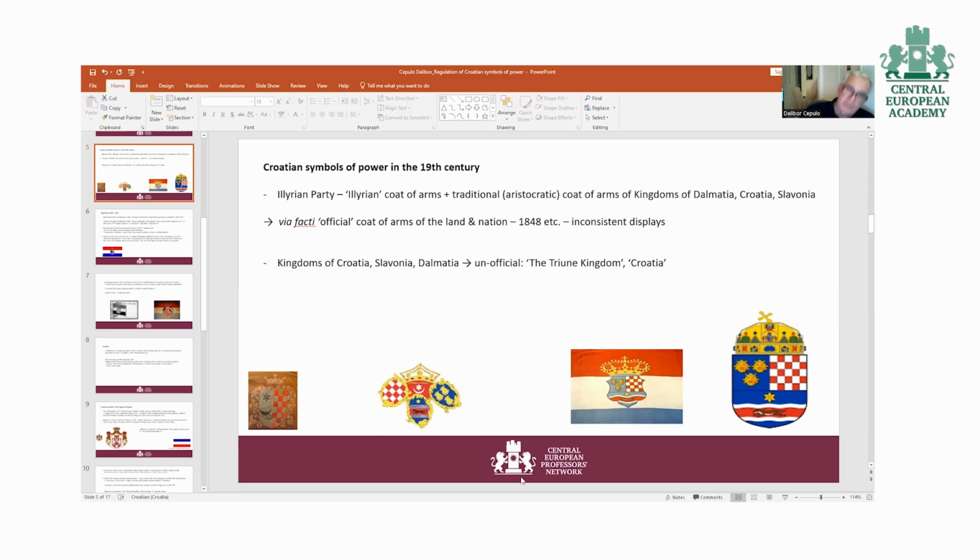and it was accepted later on in a more merged form, after that without the Illyrian symbol, as the de facto official coat of arms of the Kingdoms of Dalmatia, Croatia, and Slavonia, unofficially called the Triune Kingdom of Croatia. At the same time, the national tricolor was invented as red, white, and blue, the colors that were derived from the historical Croatian coat of arms.